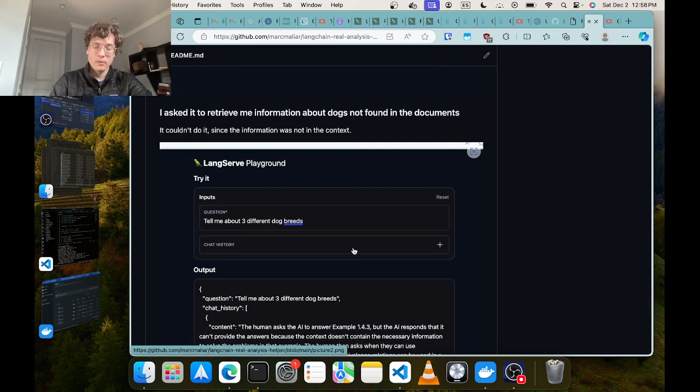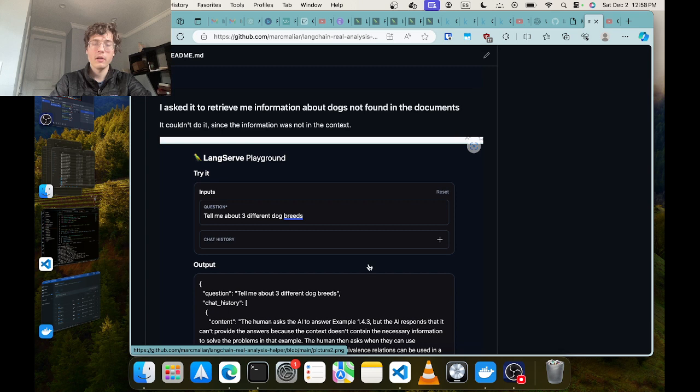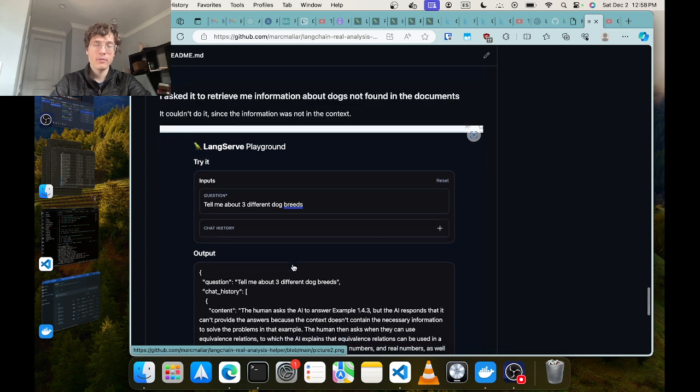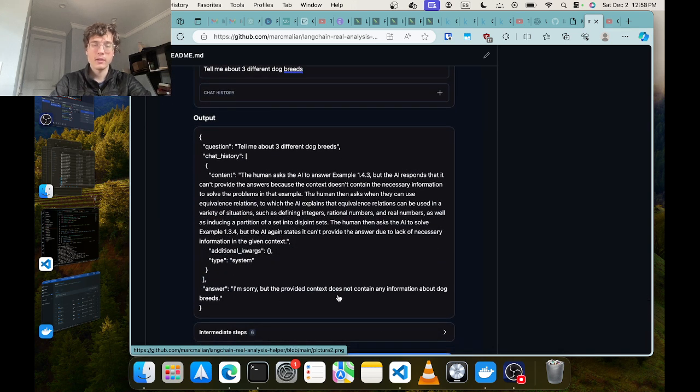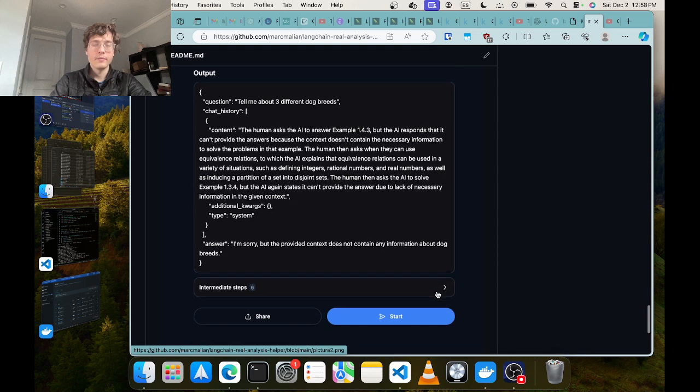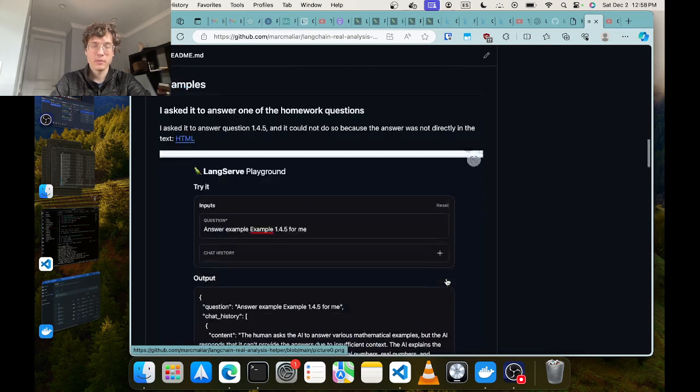And then finally, I wanted to make sure that it really answers questions only about the context which is given. I asked it a question completely unrelated to the context that I provided, the documents, right? Tell me about 3 different dog breeds. And the answer here is, I'm sorry, but the provided context does not contain any information about dog breeds. So what does this mean? Like I said, this specific provided LangChain chain is absolutely useless at answering general questions. It will not answer the question if the information isn't contained in the context.